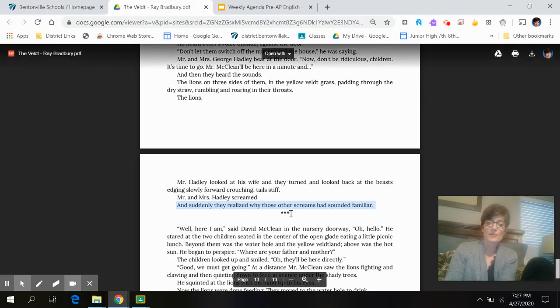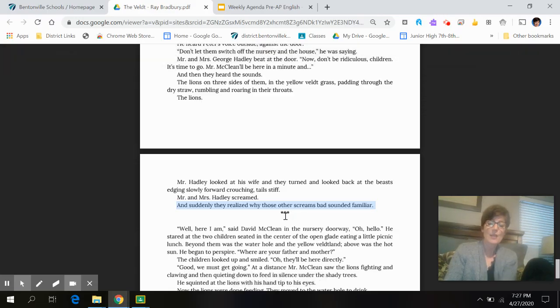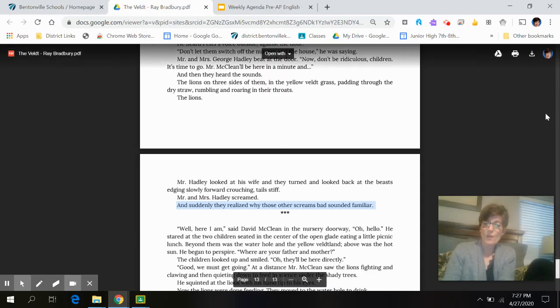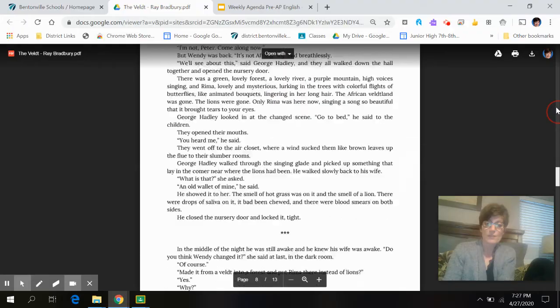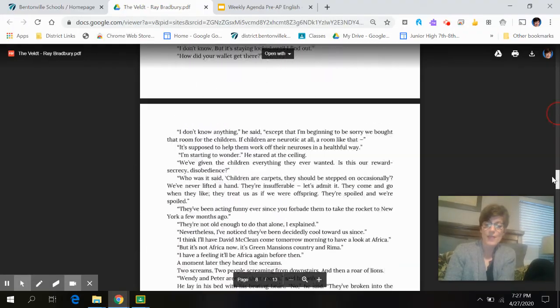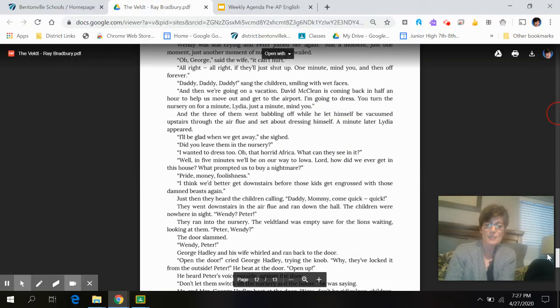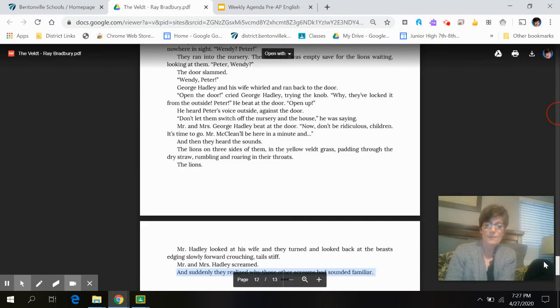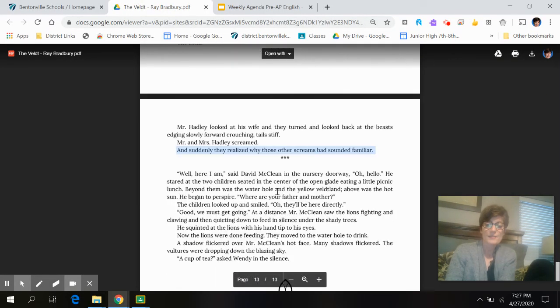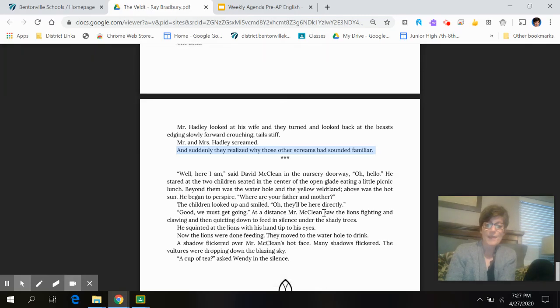So at this point, there's kind of a space of time right here where we can assume a little bit of time has passed and the parents were eaten by the lions. Now, David McLean is supposed to show up and pick them up, and that's the psychologist. He shows up at the very end after the parents have already been eaten, and he asks where the parents are, and again they act like they don't know. They're like, oh, they'll be here directly.